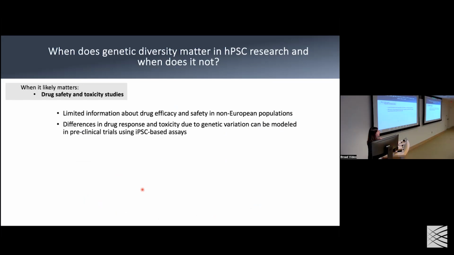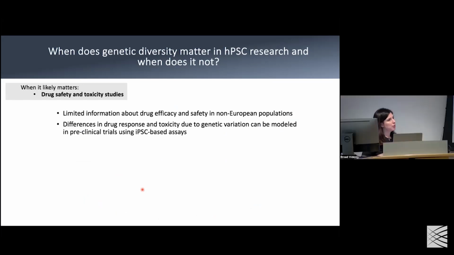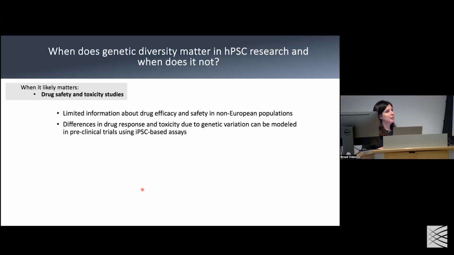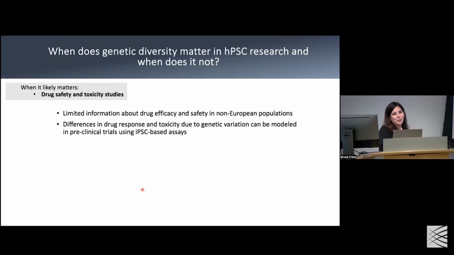So this then brings me to my last point, that another important area where we should think about genetic diversity is when thinking about drug safety and toxicity studies. So there is right now limited information about drug efficacy and safety in non-European populations. In fact, most clinical trials are often based in the UK and in Europe, and as a result, we again don't know if individuals in other countries who are taking these drugs might or might not develop side effects.